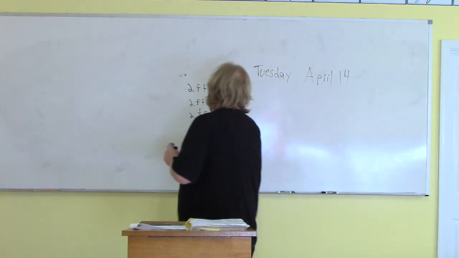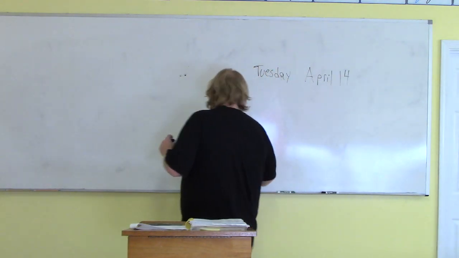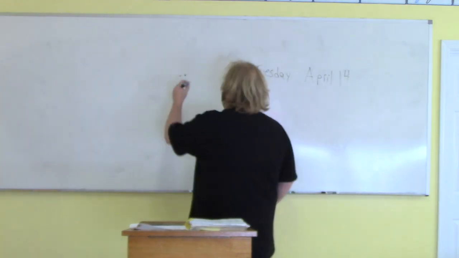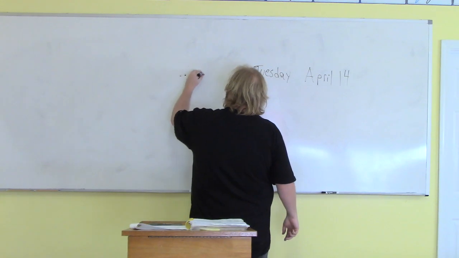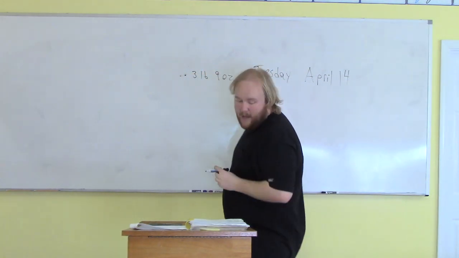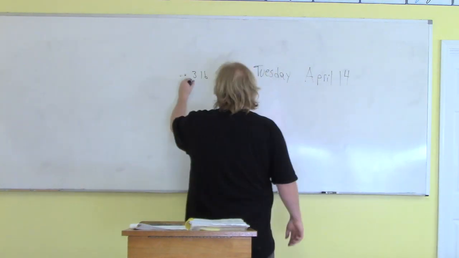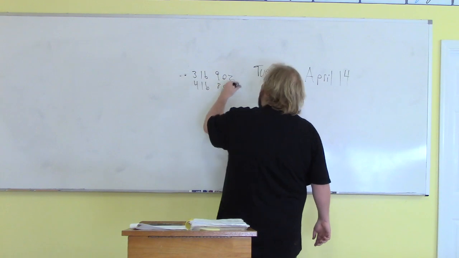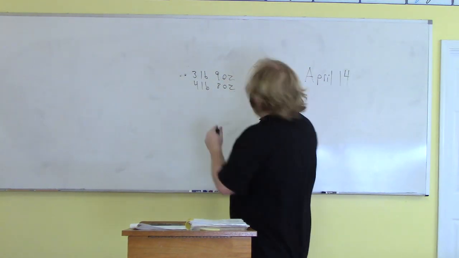That's something different. So let's do 3. 1 on 3. So we got 3 pounds, 9 ounces. We've got 4 pounds and 8 ounces. And we've got 2 pounds and 9 ounces.